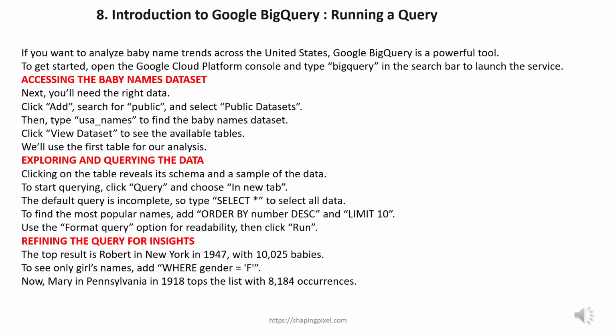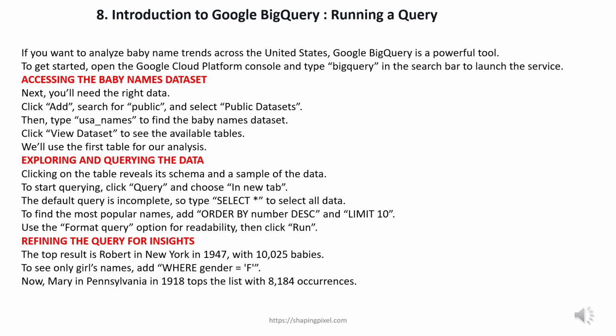Then, type USA_names to find the baby names dataset. Click on View Dataset to see the available tables. We'll use the first table for our analysis. Clicking on the table reveals its schema and a sample of the data. To start querying, click on Query and choose In New tab.